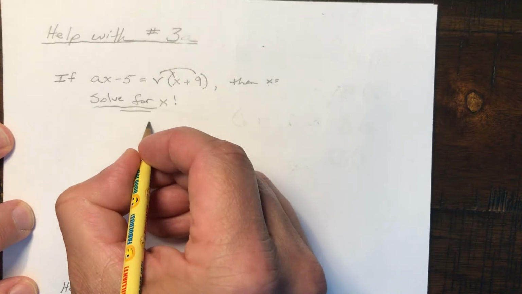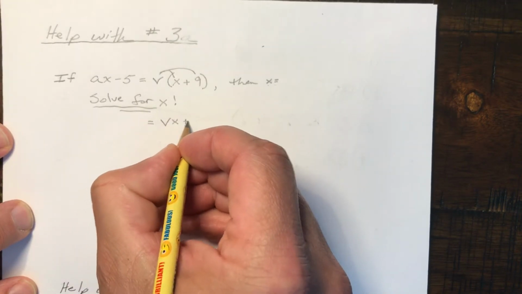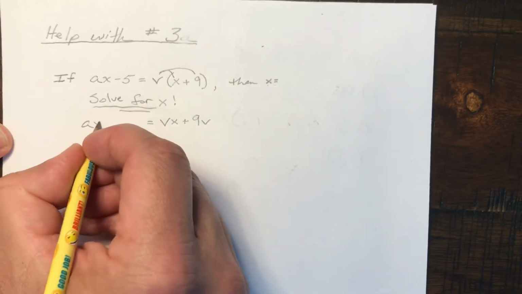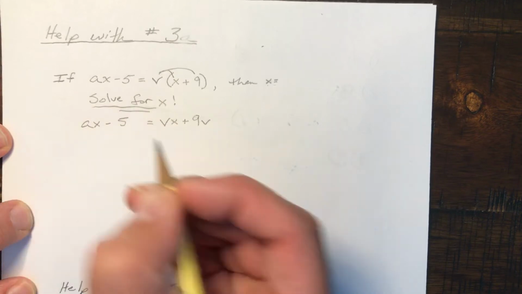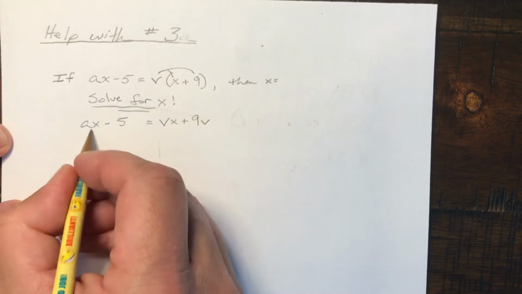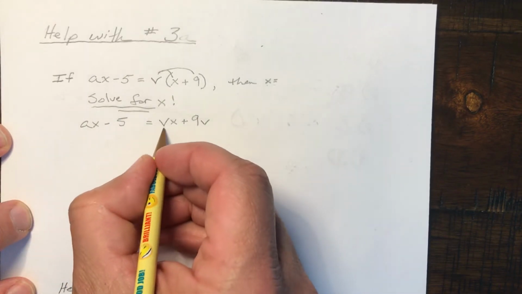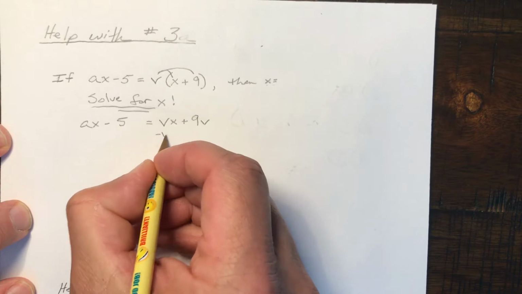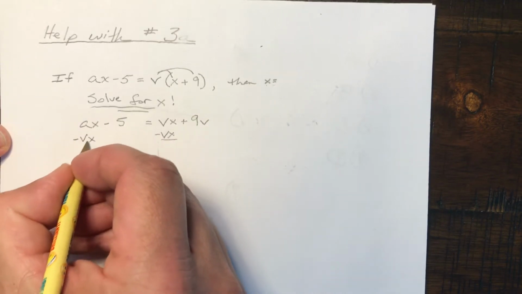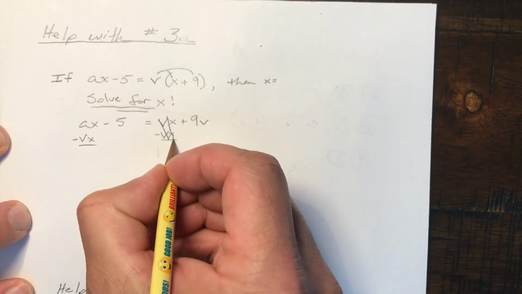So on the right side of the equal sign is vx plus 9v. Over here is ax minus 5. Again, like I said, you're trying to get x alone, but there's some over here and there's some over here, and that's not cool. You got to get them all together. I'm going to subtract vx on both sides. I'm going to line it up so they're like terms. Now those two add up to 0, so they're gone.